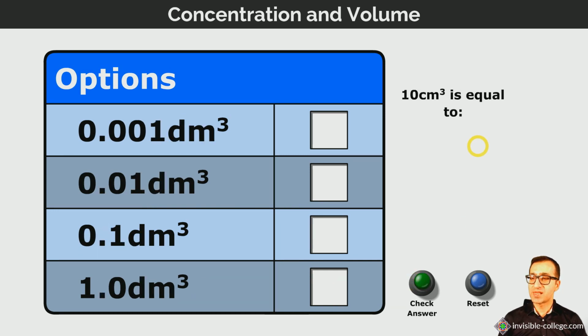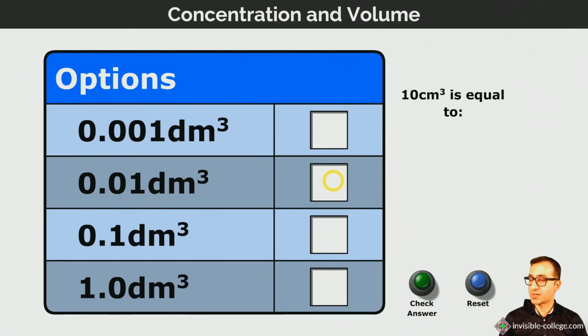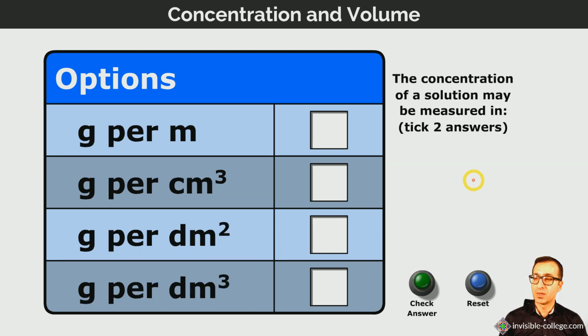Let's try this one. So 10 centimeters cubed, what is this equal to? Which of these 4 options is equal in volume to 10 cubic centimeters? Okay, so it seems like most of you got this one correct as well. Well done. So it is 0.01 cubic decimeter.